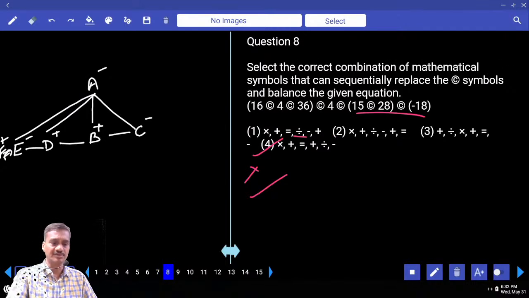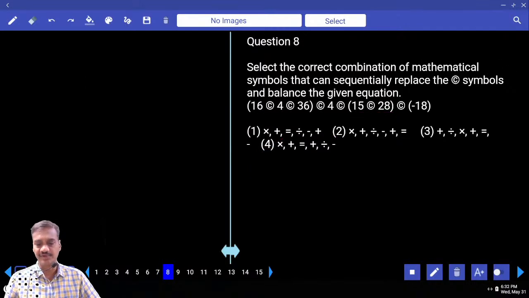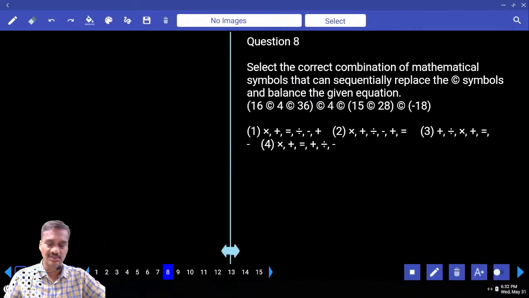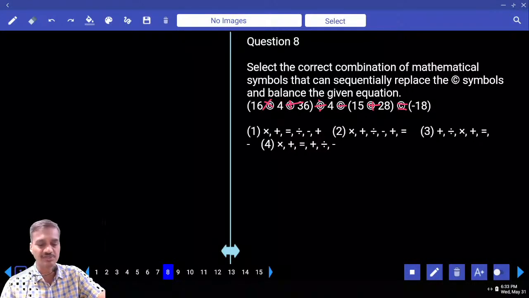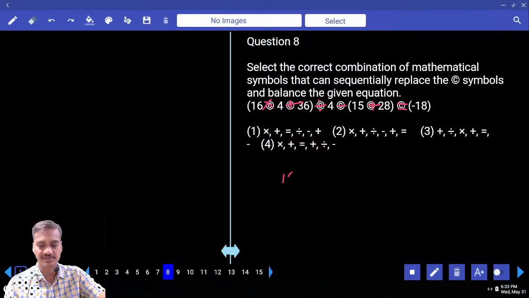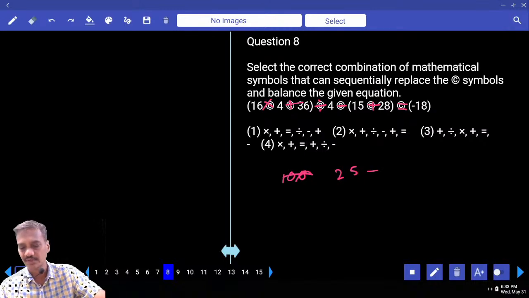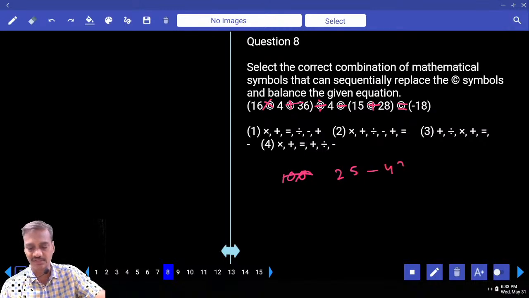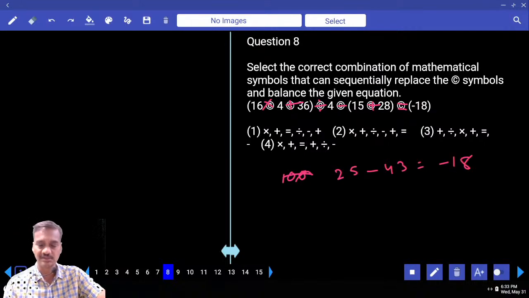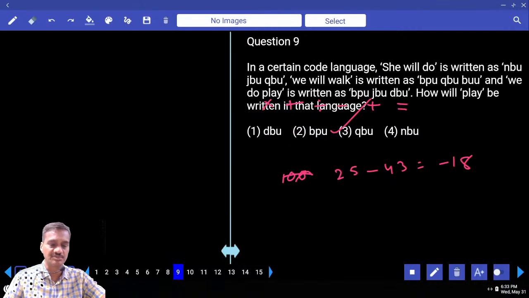The 8th one. Now in this question number 8, we need to select the correct combination of mathematical symbols. Then starting with choice 1. Now this is into and plus equal to plus 36. How much is that? 100. 100 divided by how much? 4. That is 25. 25 minus, and 28 plus 15, 43. And 25 minus 43 equals how much? Minus 18. Minus 18, that is choice 2, question number 8.